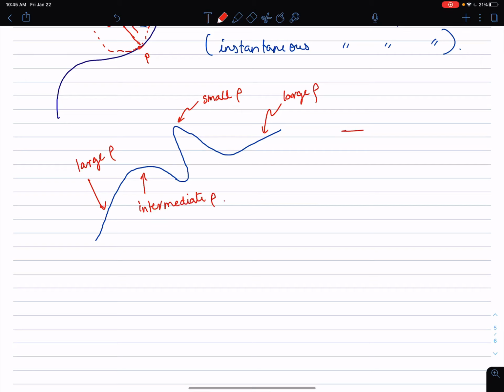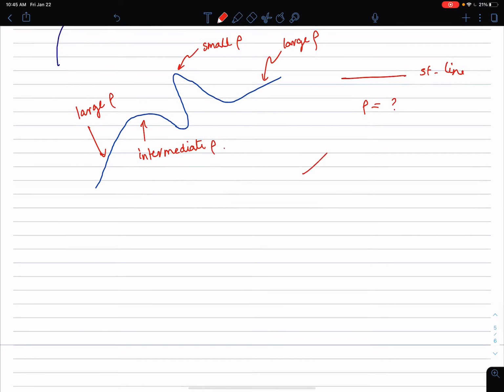Right, so if you have a straight line, what is rho equal to? And then if you have a point, rho equal to what? Okay. If you have a straight line, rho equals, well, infinity, because you fit a circle and the circle can be bigger and bigger and bigger to essentially make it match the curvature of this curve.